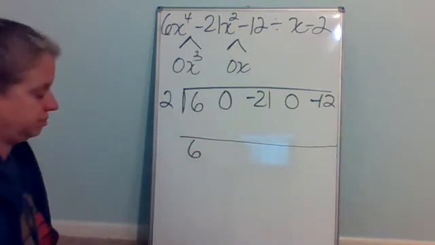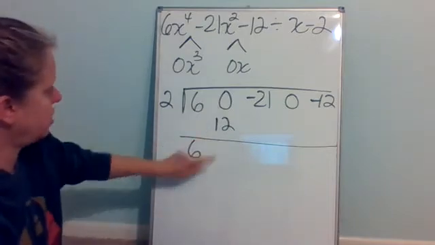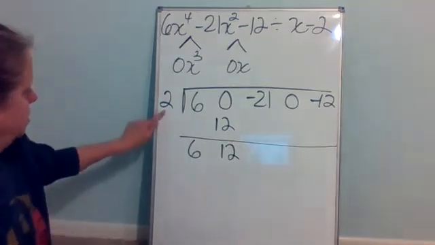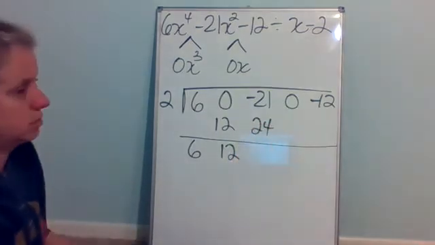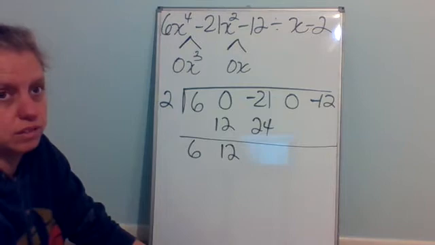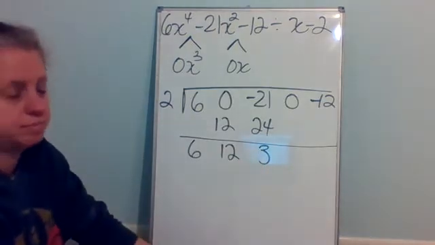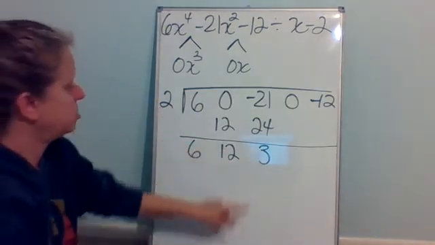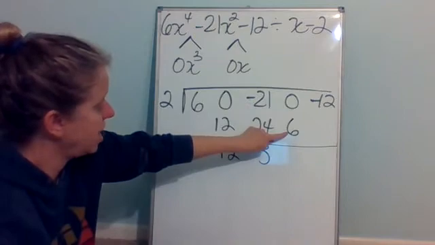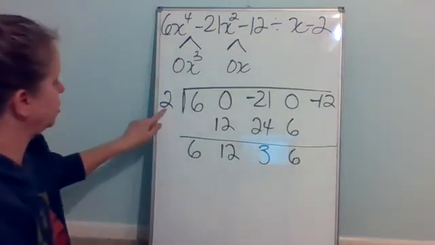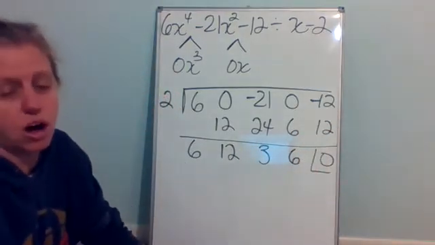So drop down your 6. 2 times 6 gives me 12. Add it straight down. 0 and 12 is 12. 2 times 12 gives me 24. Add this straight down. Negative 21 and 24 is 3. 2 times 3 gives me 6. Add that straight down. 0 and 6 is 6, and your last one, 2 times 6 is 12. So when you add that straight down, there is no remainder on this one.